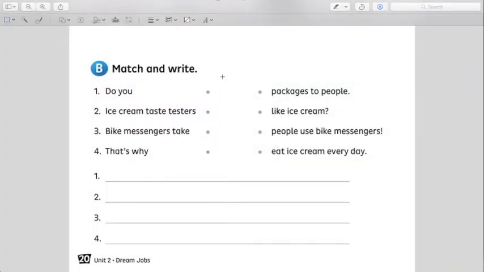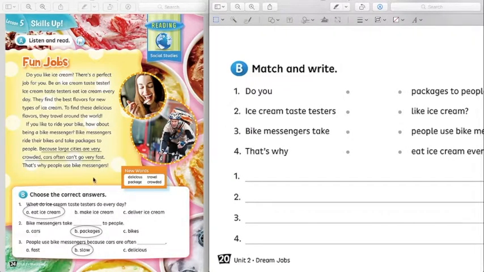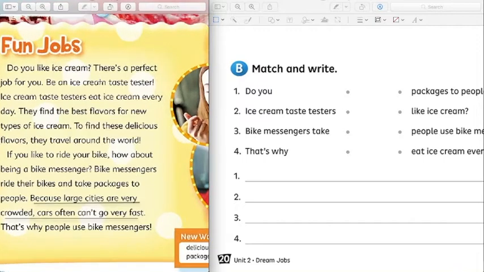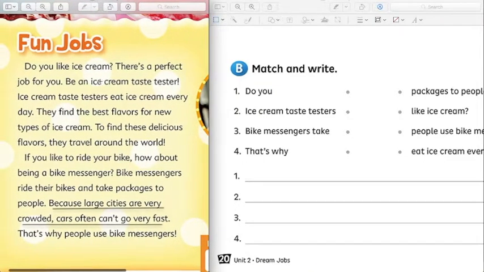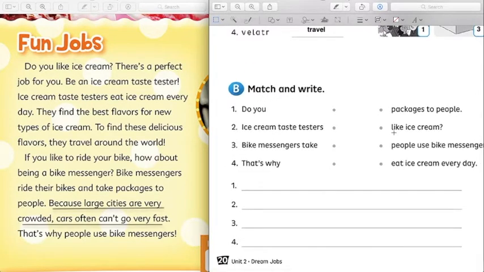Okay, letter B, match and write. We have to match these sentences and write them down correctly. With the help of our student book, page 24, we're going to see how these sentences match. We're going to look at this paragraph here, and let's try to see if we can make these sentences click. So number one, do you, and then we have packages to people.